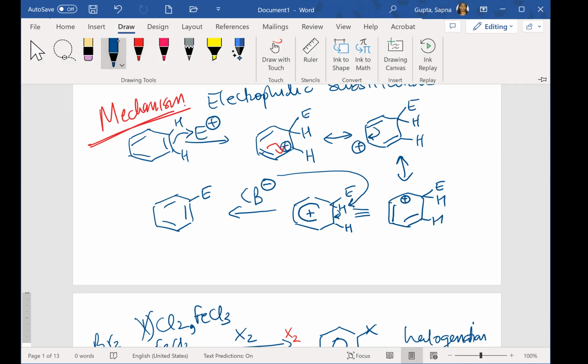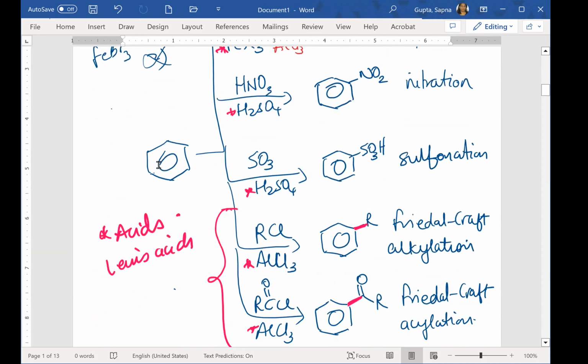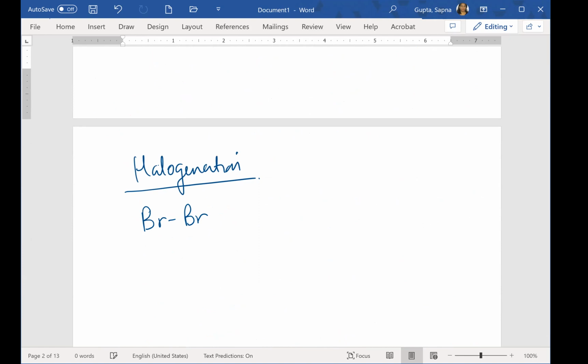So once you generate the electrophile, I will not be writing all the resonance structures out and all that kind of stuff. Okay, so I'll just go from one to the next and then to the final. That's it. That's what I generally do. So let's start with halogenation. So you start the reaction actually with bromine. You don't start with the nucleophile. Our first job is to generate the electrophile.